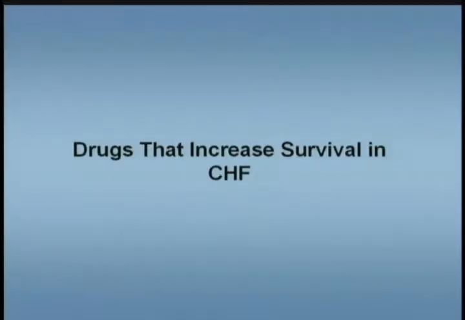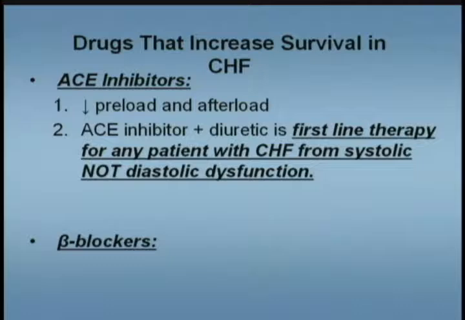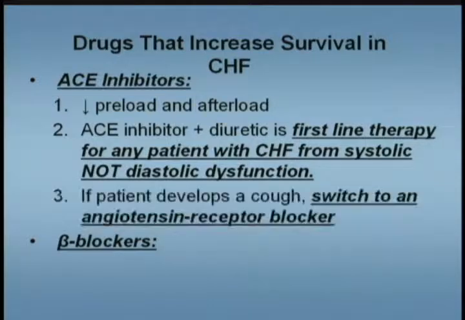Now, this is the single most important thing. What makes you live longer? Yes, you know it. ACE inhibitors make you live longer. ACE inhibitors are number one. You know you want an ACE inhibitor. Go on, say it. Say, I want my ACE. I want to live. Beta blockers decrease mortality and morbidity.